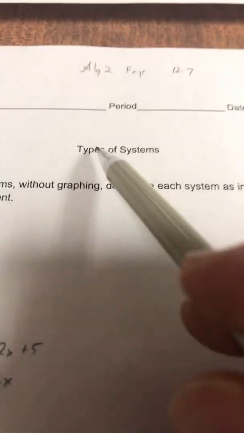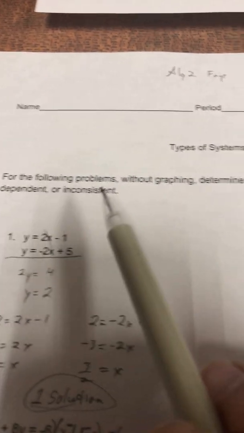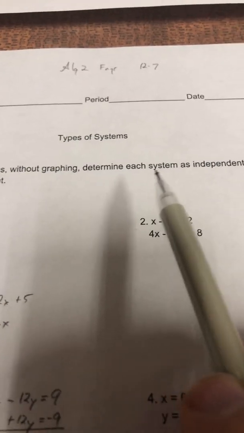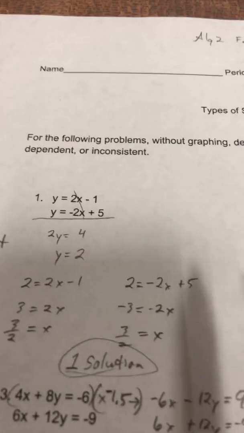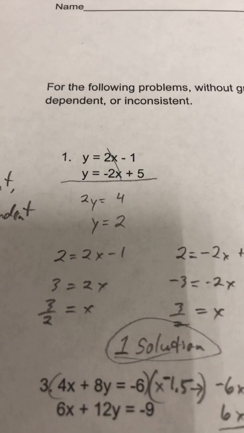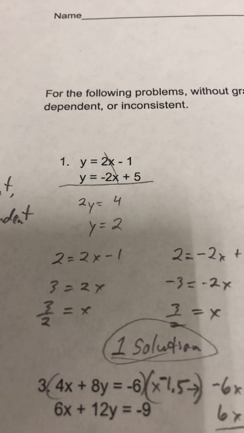Number two students, for Mr. Fry, I'm looking at types of systems for the following problems without graphing. Determine each system as independent, dependent, or inconsistent. So I have the odd ones that I'm doing here. Go ahead and try the even ones. If you make mistakes, learn from it.